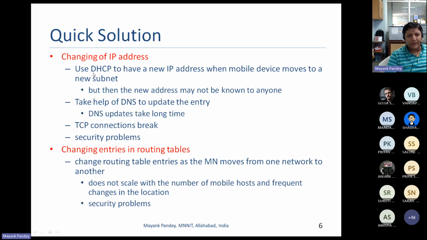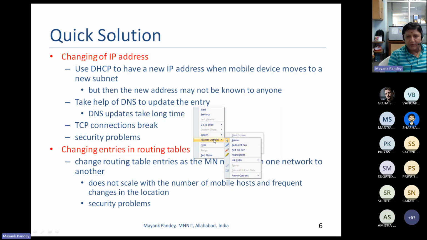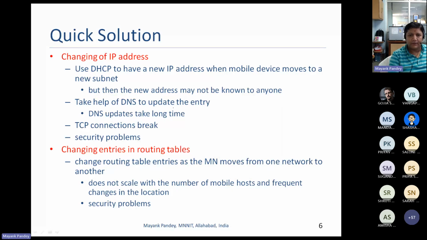So generally, the quick solution is to use DHCP, as I've discussed, to get a new IP address as and when the mobile device moves to a new subnet. But this new IP address may not be known to anyone. If a mobile node is running a server, then you need to change the DNS entries, which may take a long time. As we have seen, because sockets are bound with the IP addresses, TCP connections are going to break, and obviously the security problem is there.